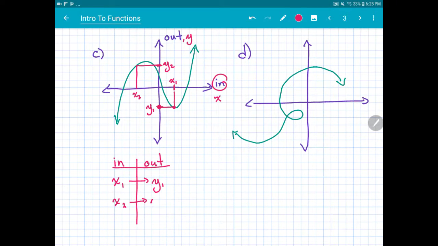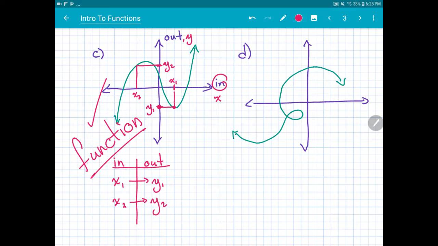It spits out y2. And no matter where we chose to do that, it would all work. You can see that there's no place where we put in an x value where it spits out more than one y value. So we're going to go ahead and call this one a function.